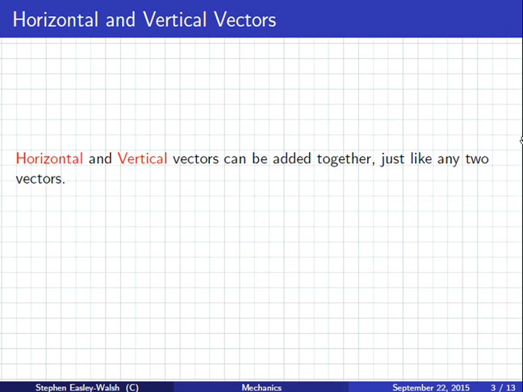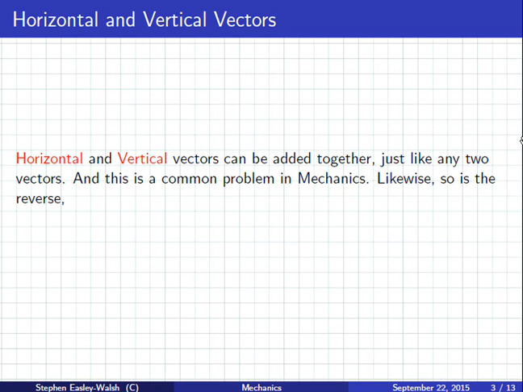So horizontal and vertical vectors can be added together, just like any two vectors. So no, I don't need to write anything. This is motivation. There's nothing special here, and this is common. But also what's important is if you have the resultant, what were the two vectors you added together? Do you get what I'm saying?